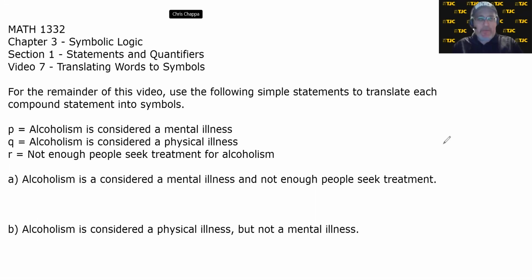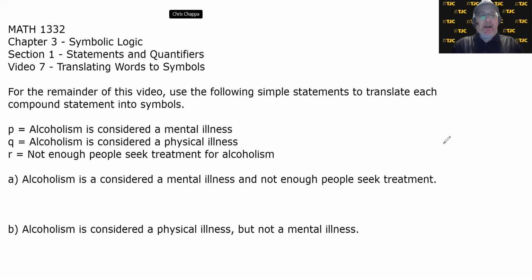I did a quick Wikipedia search on alcoholism, and it is considered in the medical community as both a mental and physical illness. I do not know whether or not enough people seek treatment for alcoholism. But using these simple statements, let's translate the following compound statements into symbols.